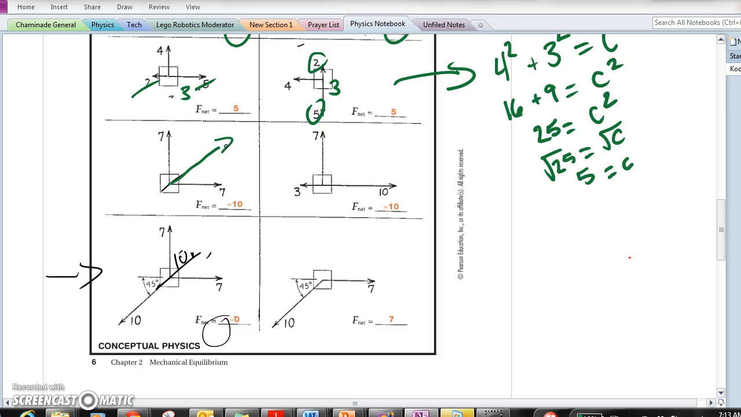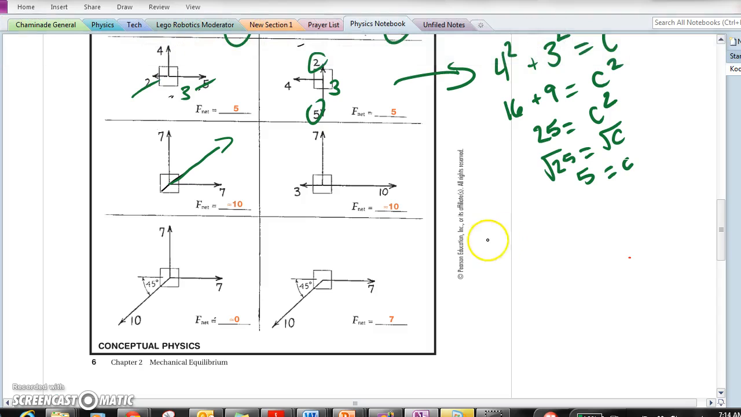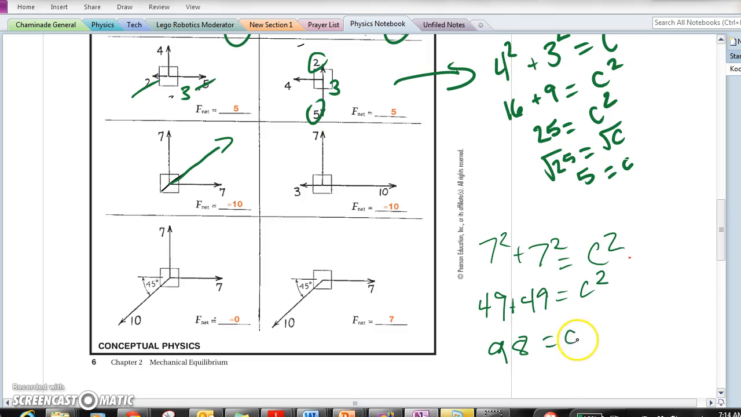It should be completely even. We have the same situation with the Pythagorean theorem again. Instead, we're putting in 7 and 7. If we do 7 and 7, 7 squared plus 7 squared equals c squared. It's 49 plus 49 equals c squared. Now we know that's 98 equals c squared.